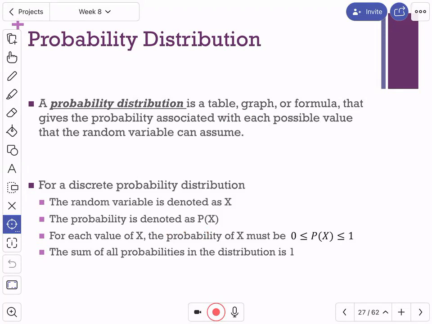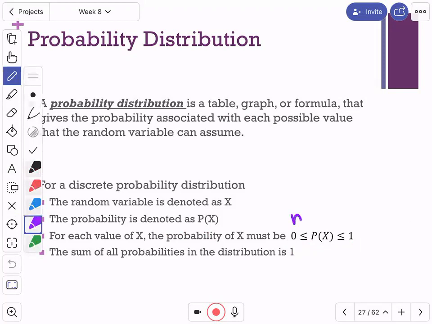Same rules from probability apply to a random variable or to a probability distribution. The same rules of probability apply. And here's what they are. This first one is what we call the non-negative probability rule. It says that every probability within this distribution has to fall between 0 and 1. So this is just my non-negative probability rule.